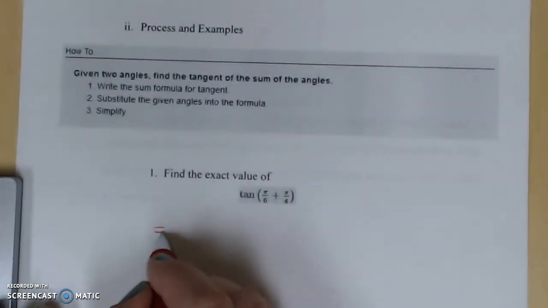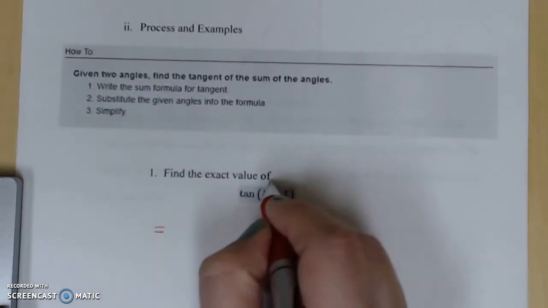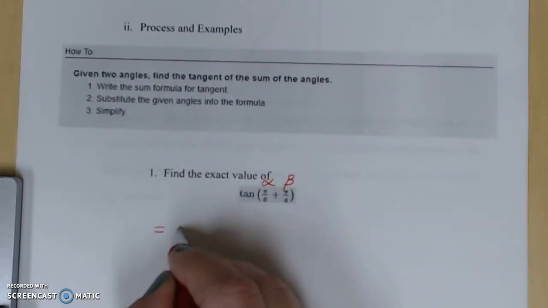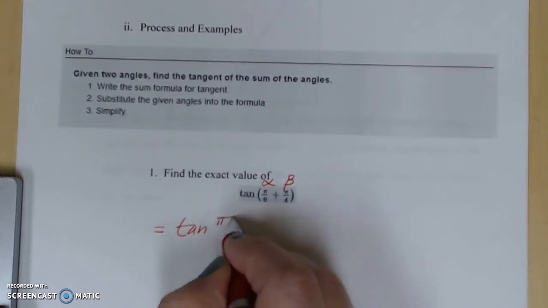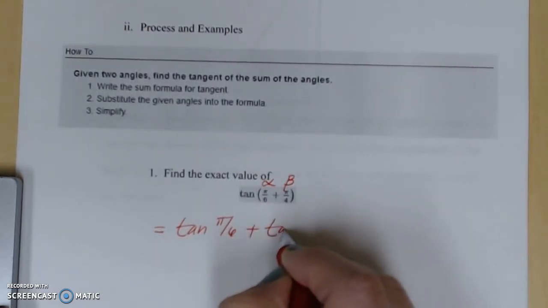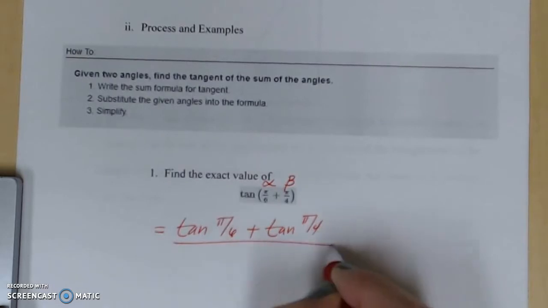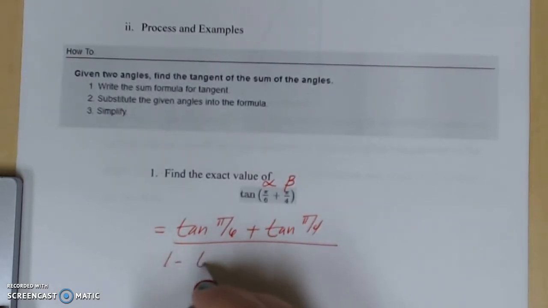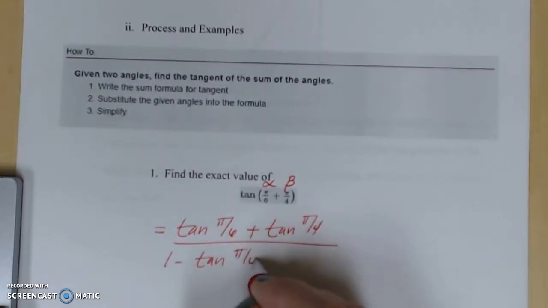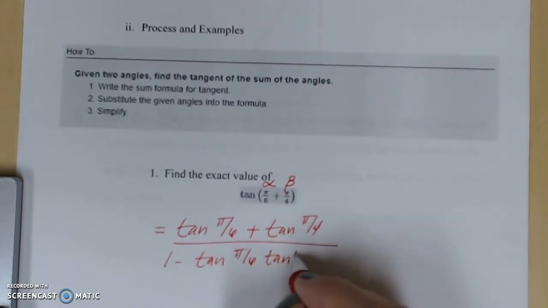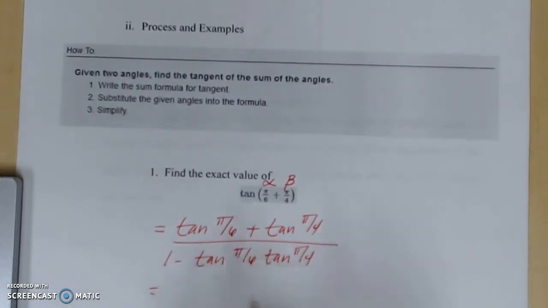So this is going to be equal to, this is my alpha, this is my beta. So this is going to be equal to tangent of pi over 6 plus tangent of pi over 4, all over 1 minus tangent of pi over 6 times tangent of pi over 4. Now executing out pi over 6 and pi over 4, you want to use your unit circle. Take your sine over your cosine, simplify.